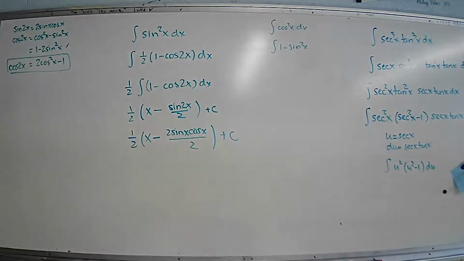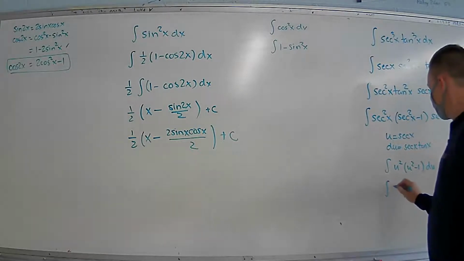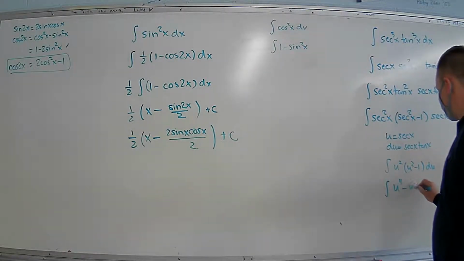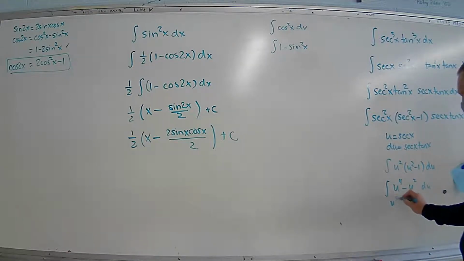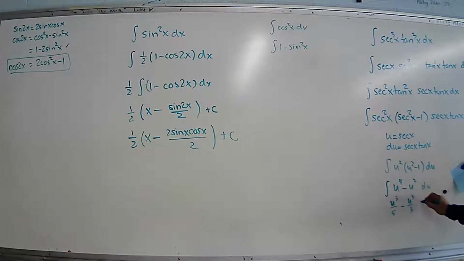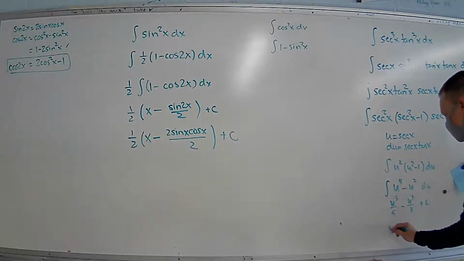So what's our next step there? Distribute. So that's u to the 4th minus u squared du. U to the 5 over 5 antiderivative, u cubed over 3. So go back and resub.